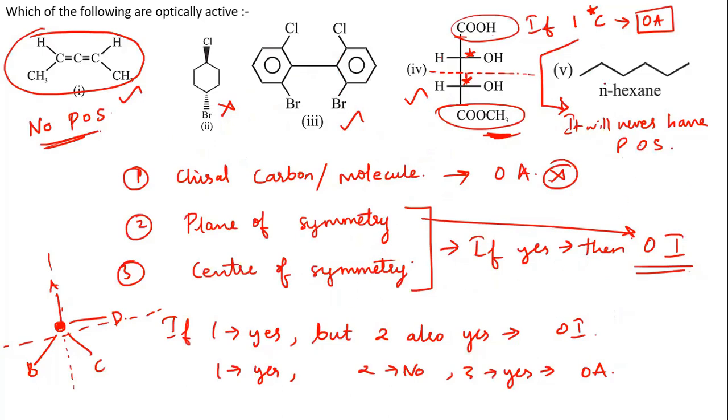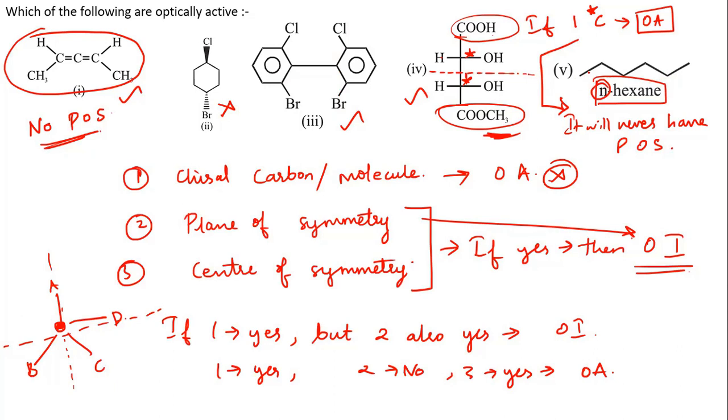Finally, n-hexane. Nothing happening. No chirality anywhere. Simply finished. Plane of symmetry, of course, no, because this is a chain molecule. There is nothing special about it. This guy doesn't have any branch even. This is a simple n-hexane, normal hexane, straight chain, linear.